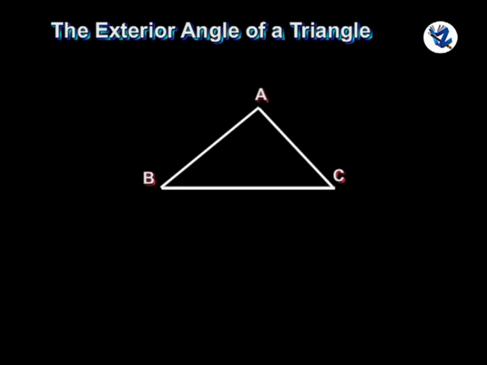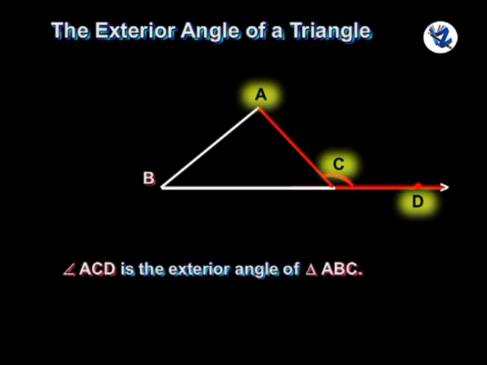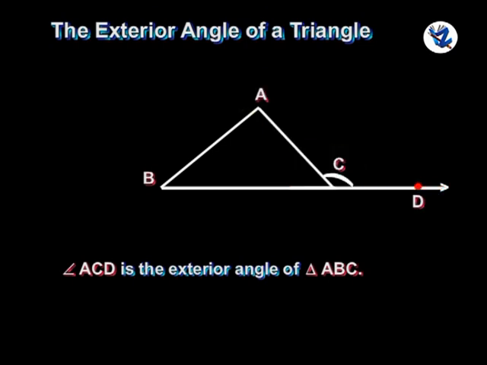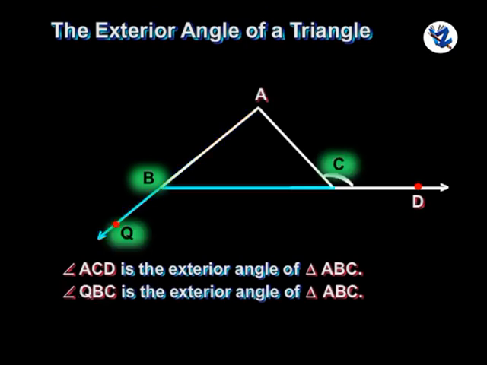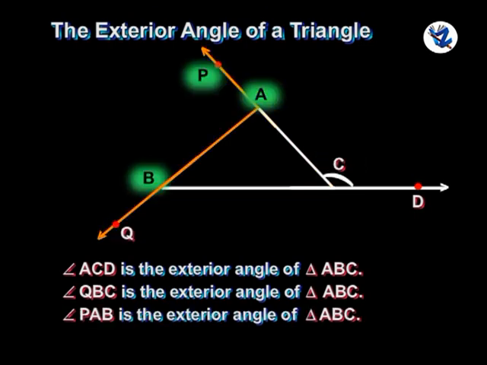The exterior angle of a triangle. This is triangle ABC. If the side BC is extended, then an angle ACD is formed which lies outside the triangle. This angle ACD is an exterior angle of triangle ABC. Similarly, if we extend side AB, then angle QBC is the exterior angle of triangle ABC, and if we extend the side CA, then angle PAB is the exterior angle of triangle ABC.